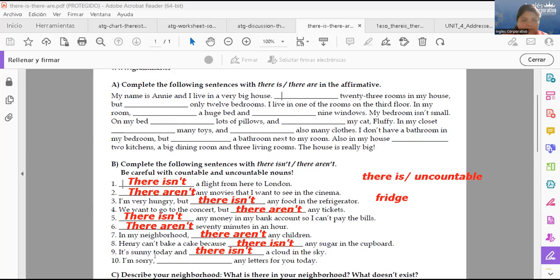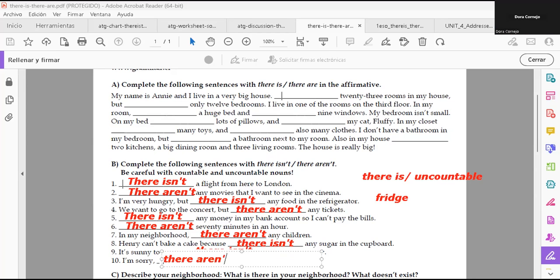I'm sorry. Letters. What's a letter? Cartas. Las cartas, okay. I'm sorry. There aren't any letters for you today. That's too sad. Okay, so there you have the example. I'm gonna send it to you, so you can have it.